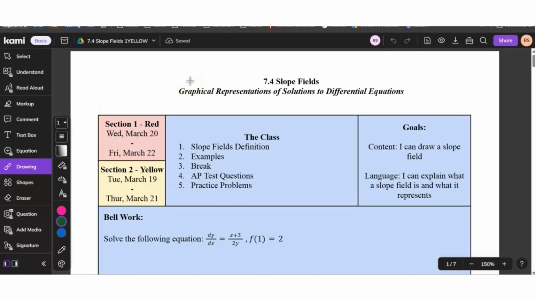All right, so we're going to look at slope fields, which is basically a graphical representation of all possible solutions.